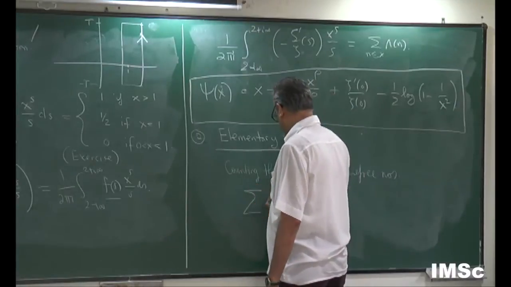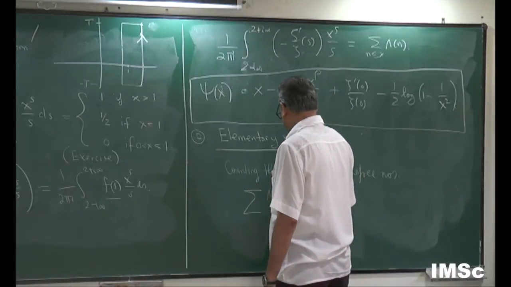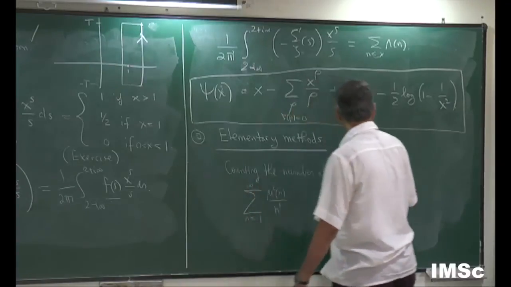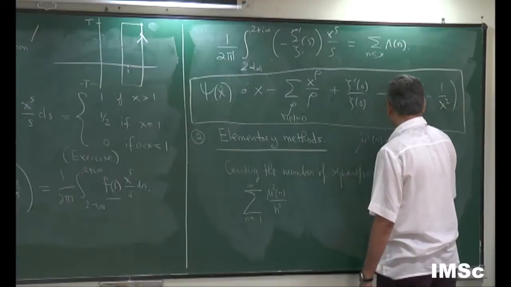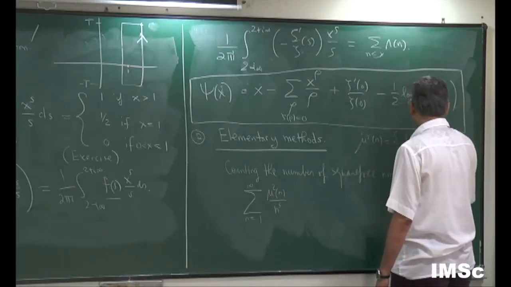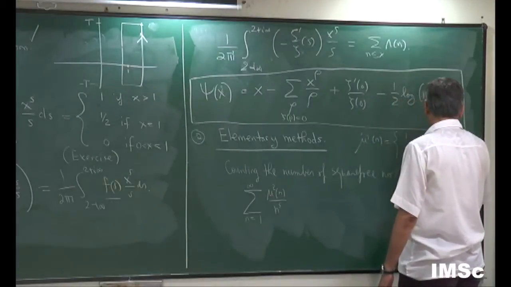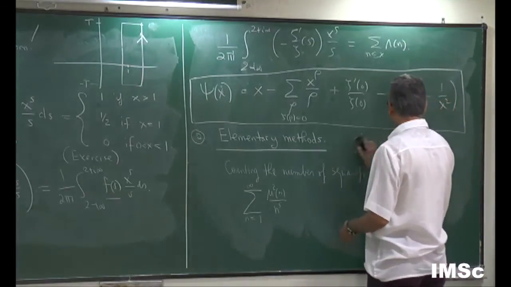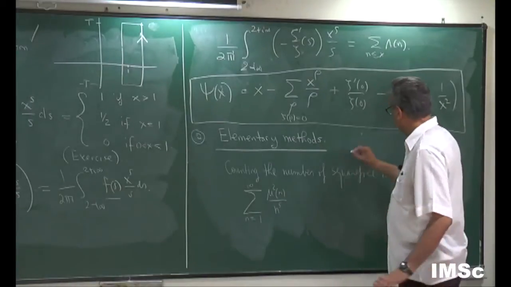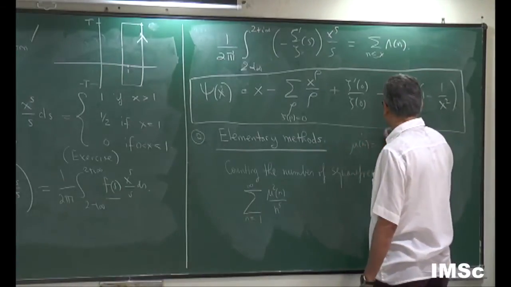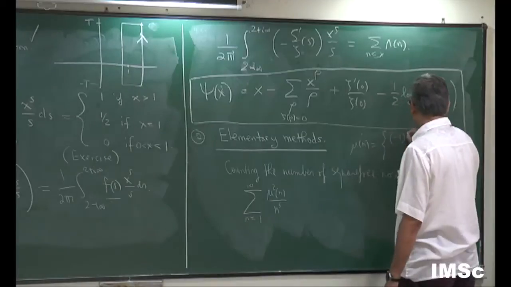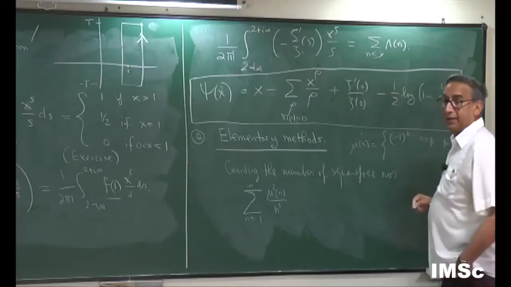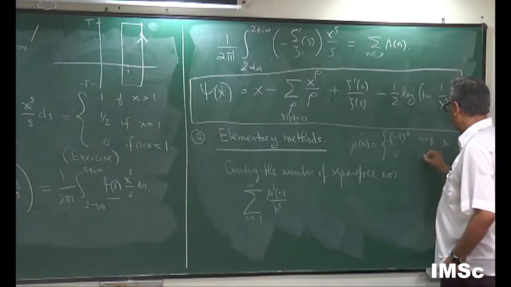So let's define mu of n to be minus 1 to the power k if n is a product of k distinct prime numbers, and 0 otherwise. Okay, so this is the Mobius function. I think most of you have probably seen this already.